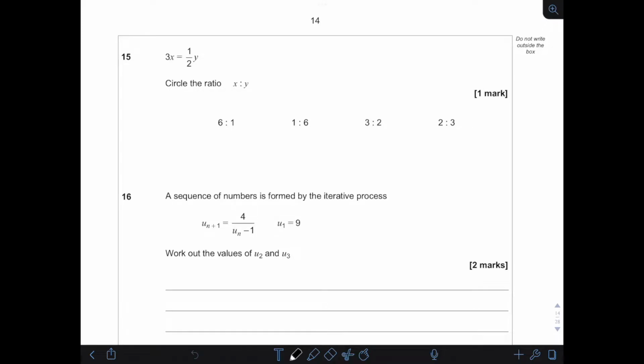Welcome back to the second half of the past paper walkthrough of this GCSE mathematics paper. So we're on question 15. We need to finish the paper in this video. So let's get started. So we want to find the ratio between x and y.